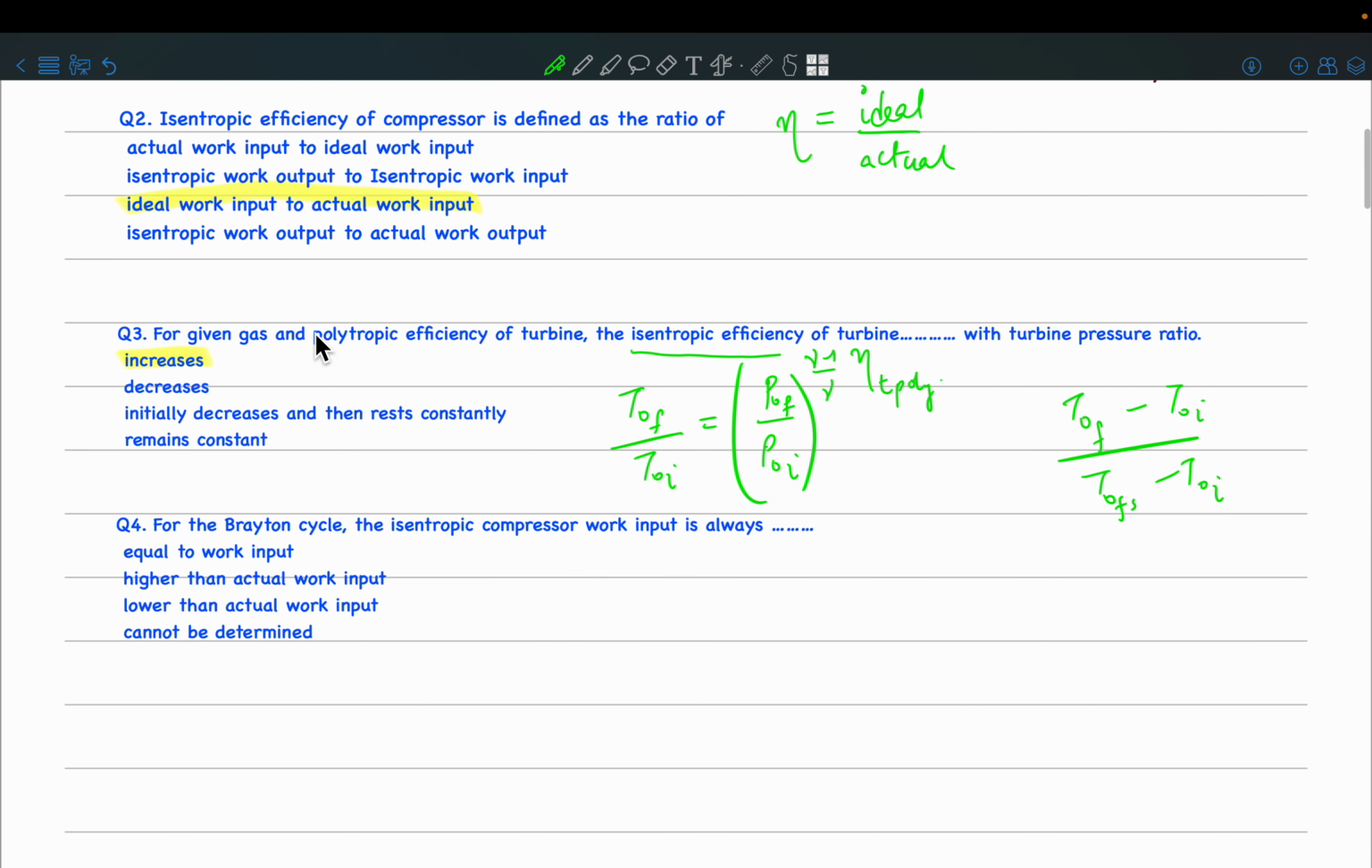No, so polytropic efficiency is fixed over here, so it is not going to affect. What is changing? Only the turbine pressure ratio. So even if polytropic efficiency was 1, this answer will be the same, right? So you are asking what is the effect of polytropic efficiency on isentropic efficiency. That is not the question here.